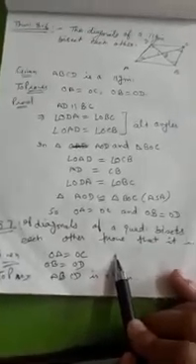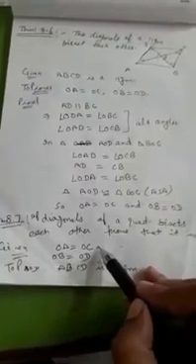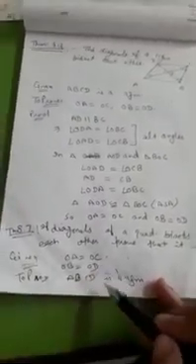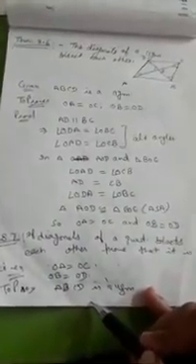Next, theorem 8.7: if the diagonals of a quadrilateral bisect each other, prove that it is a parallelogram. Now this theorem is the converse of 8.6. Here we are given OA is equal to OC and OB is equal to OD, and we want to prove that ABCD is a parallelogram. So see, in the first line given, we will write OA is equal to OC and OB is equal to OD, to prove ABCD is a parallelogram. Now see students how to prove.